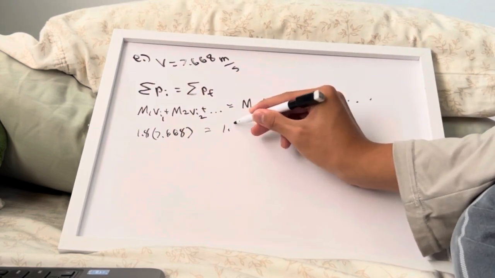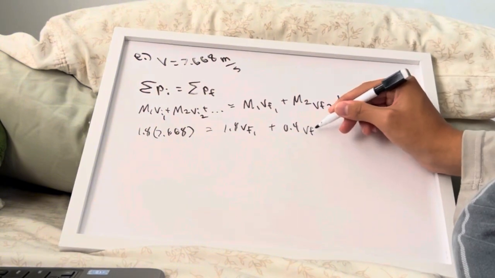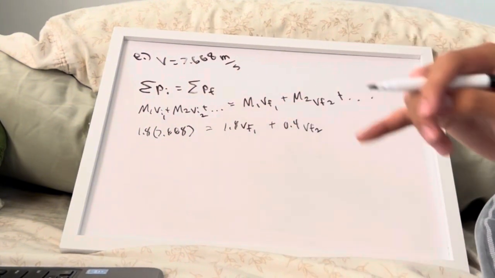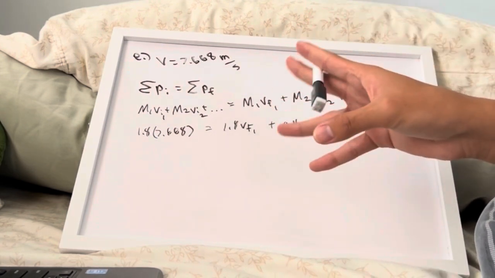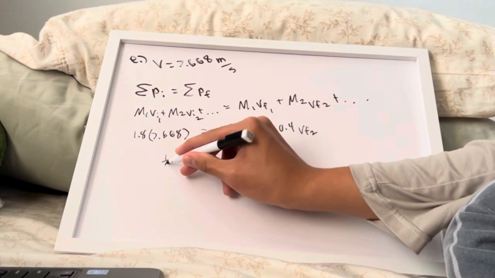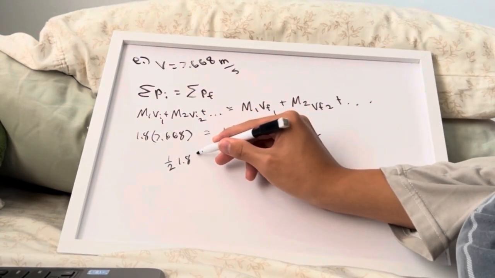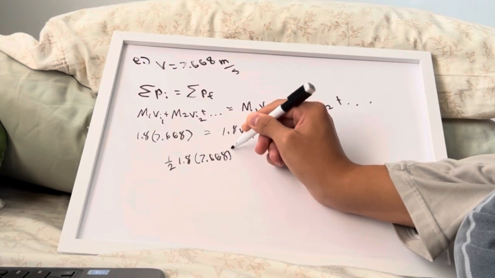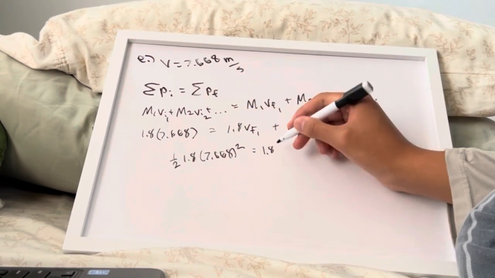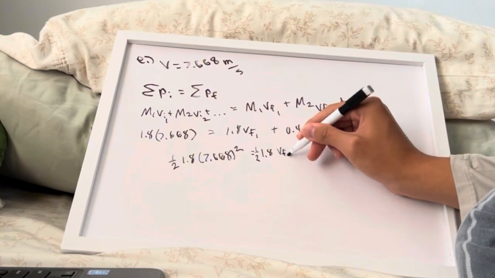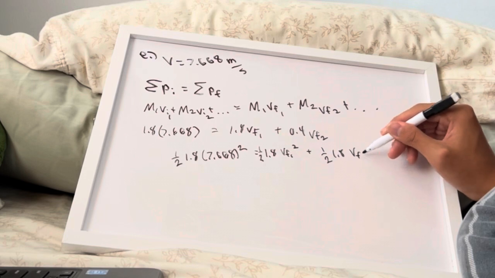And it's going to be equal to m1 times vf1, which I'm solving for, plus m2, which is 0.4, times vf2, which I don't need to solve for, right? So how do I find vf1, when I have this unknown right here? Well, I'll have to apply the conservation of energy because this is an elastic collision, so I know energy is conserved. So I'm going to have 1/2 m vi1 squared, and it's going to be equal to 1/2 1.8 vf1 squared plus 1/2 1.8 vf2 squared.